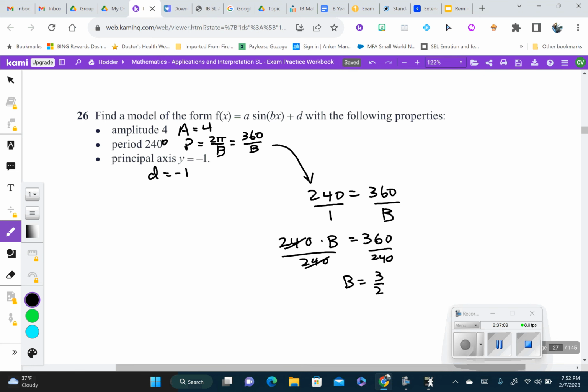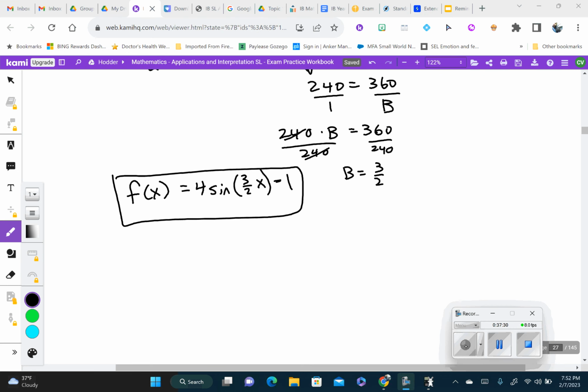Therefore, our model is going to be f of x is equal to 4 sine, our A is 4, that's our amplitude, our B is 3 over 2, so I'm going to put 3 over 2 with an x next to it, and then plus D, which is minus 1. All right, and just put a box around that.